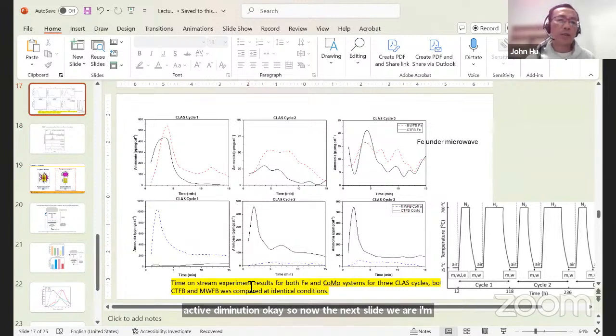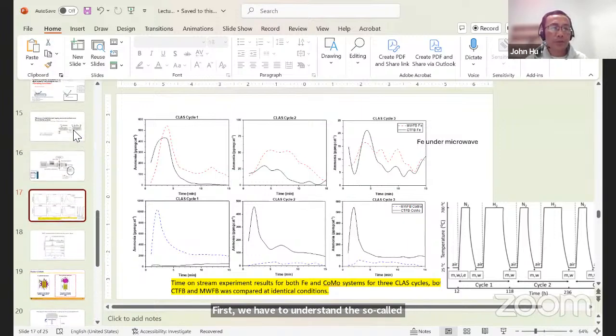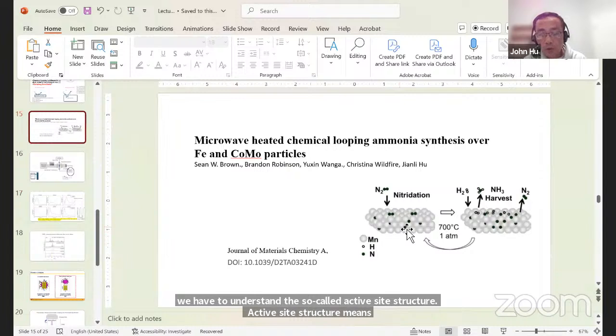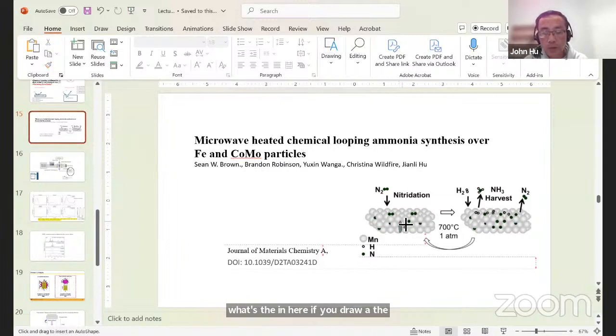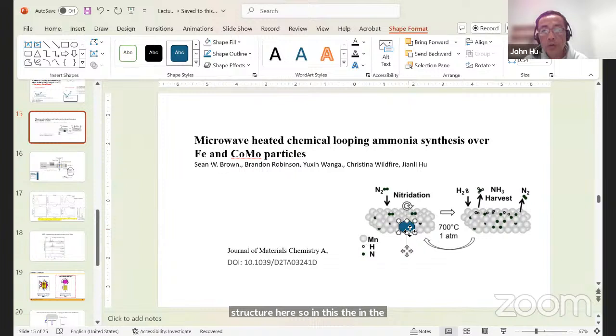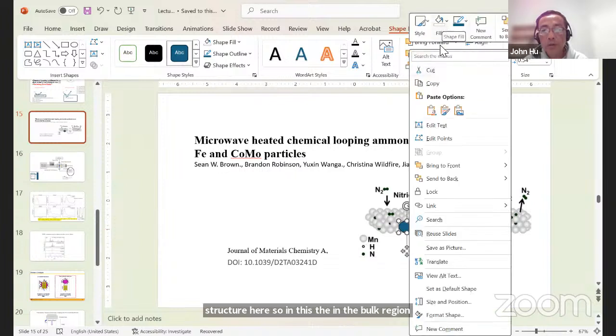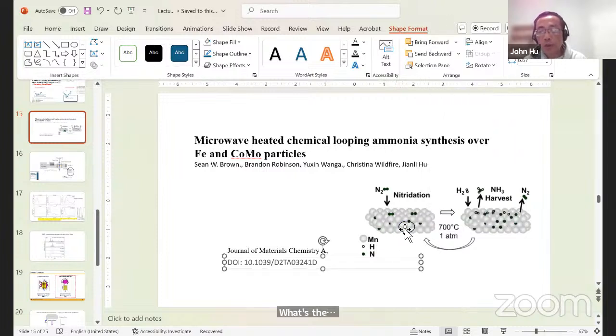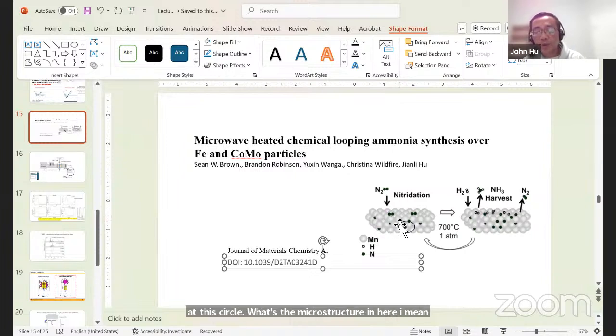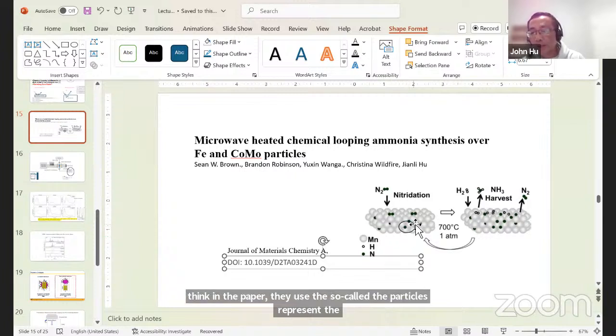First, we have to understand the so-called active site structure. If you draw a cartoon of the structure, in the bulk region, look at this circle. What's the microstructure in here? I think in the paper they use particles to represent the atoms, but in reality they are bonded, they are connected.